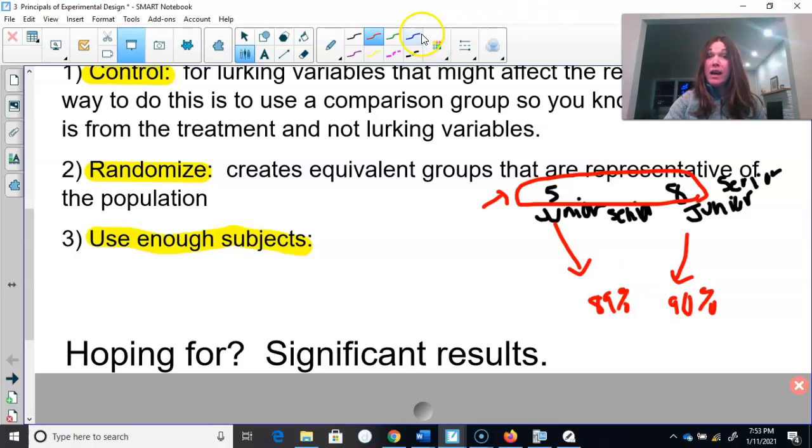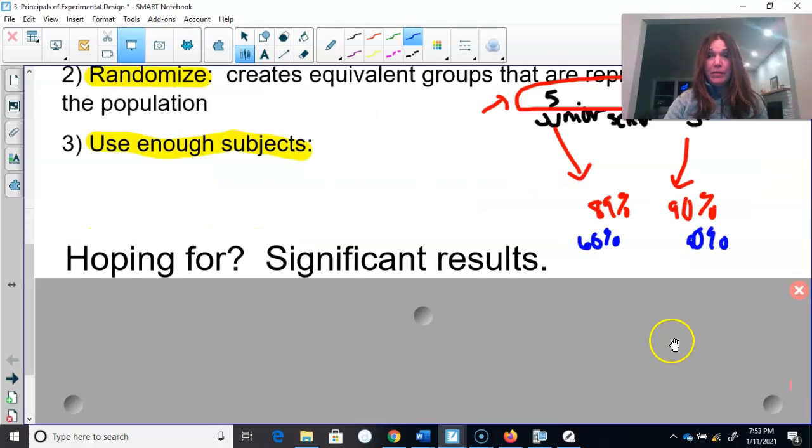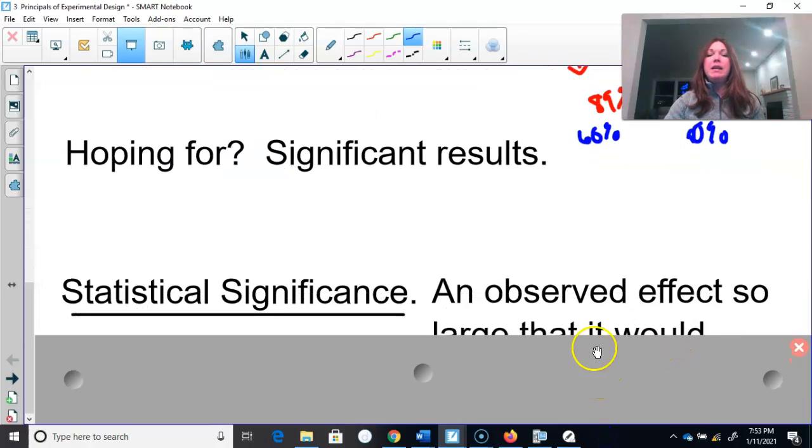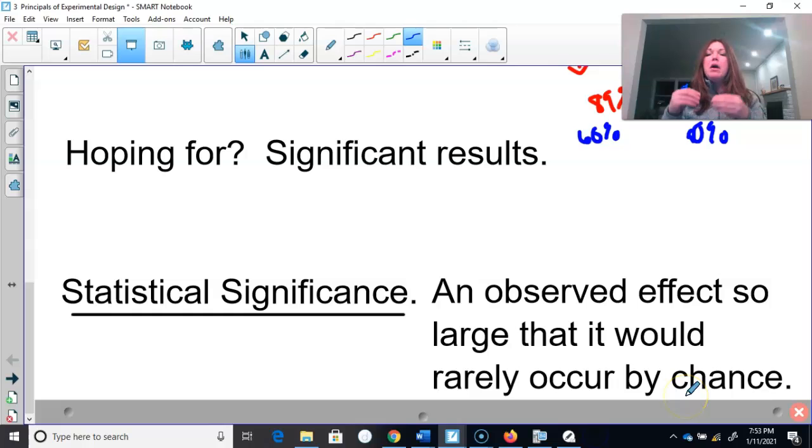But let's pretend, what if this group got 90% as an average on a test, and this group got 60% on average on a test? Is that significant? What does significant mean? Statistically significant means the observed effect, that difference there, is so large that it would rarely occur by chance. Rarely occur by chance.